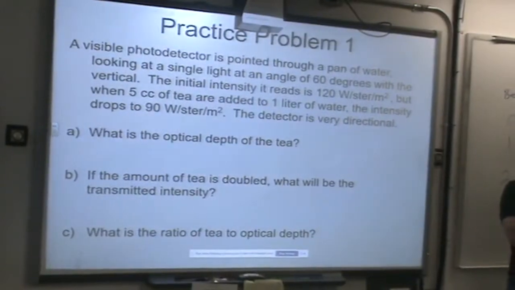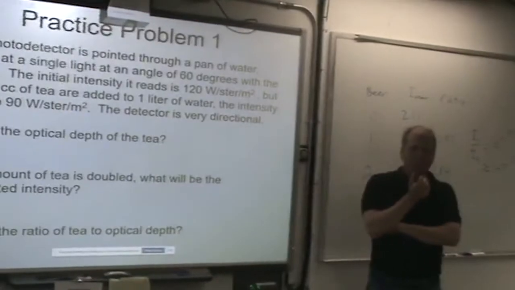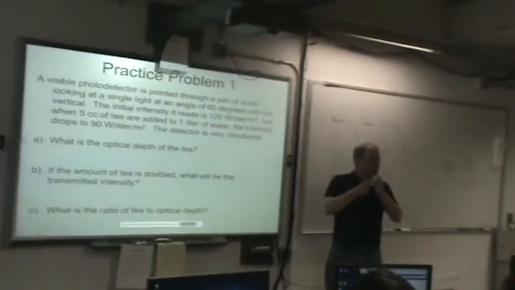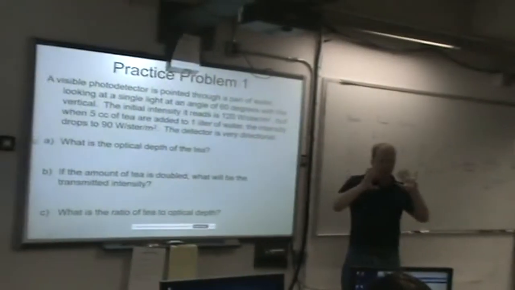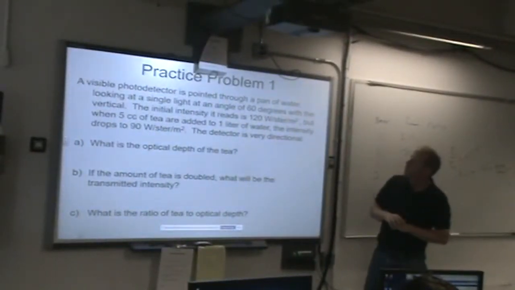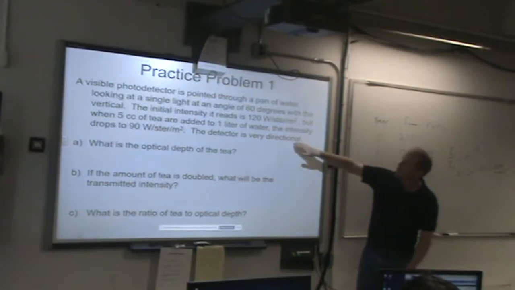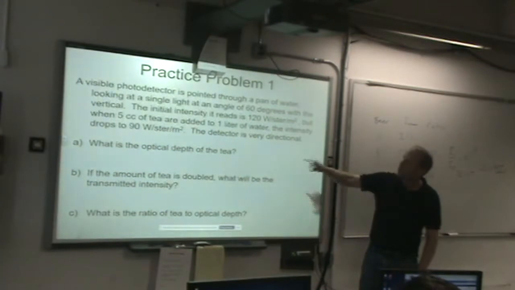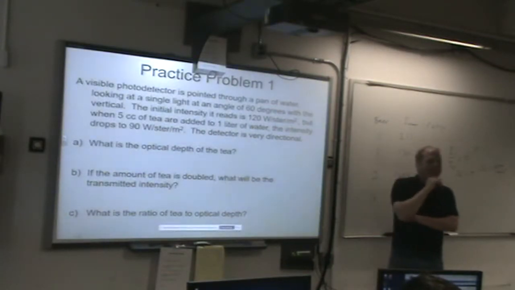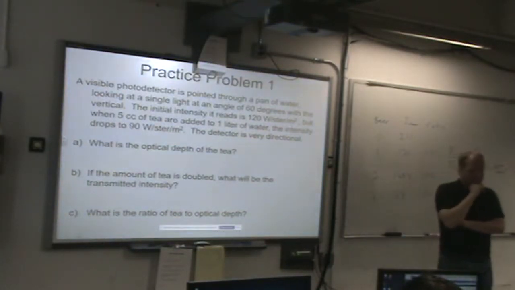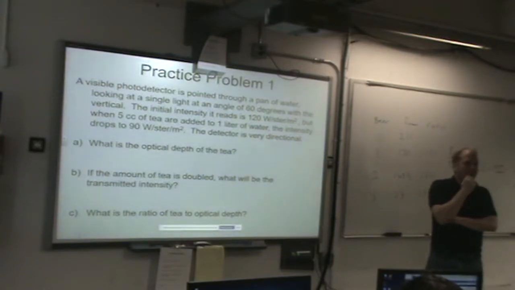Tea is absorbing, right? Absorption is good for Beer's law. If there's too much scattering, we may have other effects coming in. So absorption is a good thing. We add 5 cc's of tea to a liter of water, and the intensity drops to 90 watts per steradian per meter squared. And we have a direction that's very collimated, like what I had there. So the first question is, what is the optical depth of the tea? So how would we figure out the optical depth of the tea?